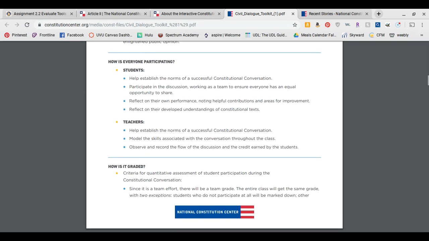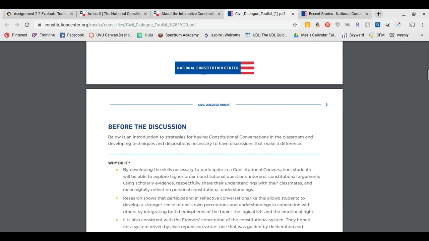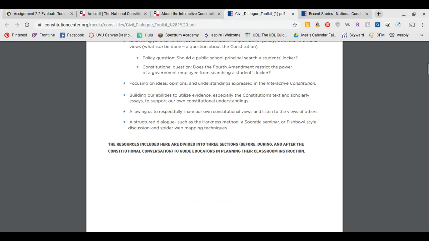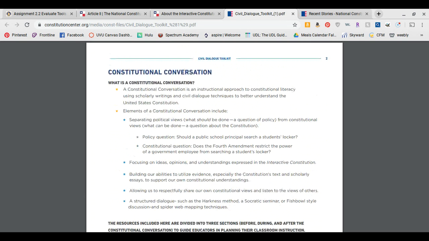We're establishing a constitutional conversation here. This is not a political debate. And you have to make that very clear to your students. And right here, it tells you what is a constitutional conversation. First of all, it's an instructional approach to constitutional literacy, where you're using scholarly writings and the actual Constitution to back up your argument. Okay?